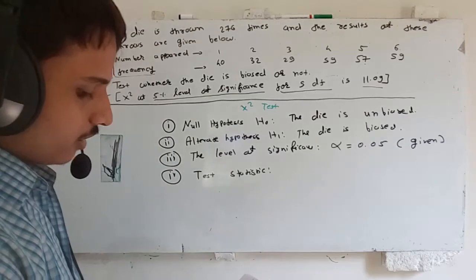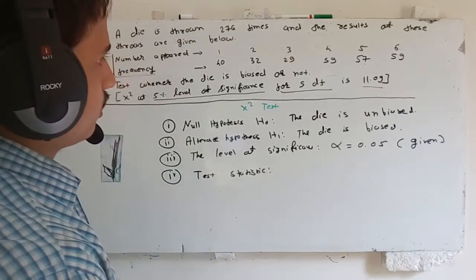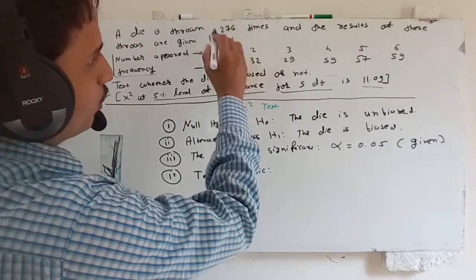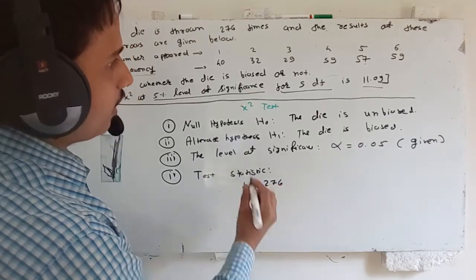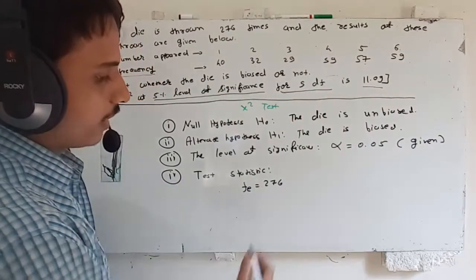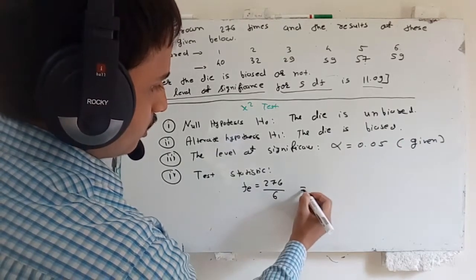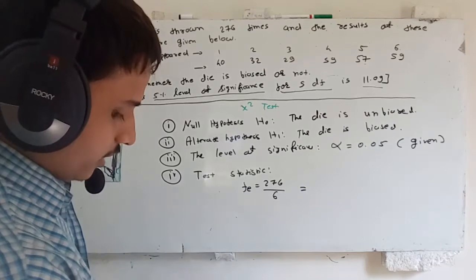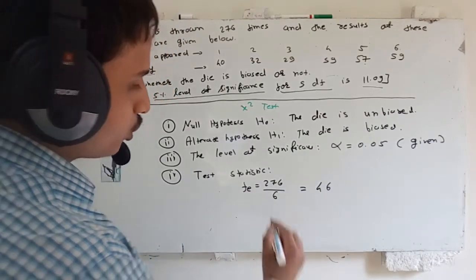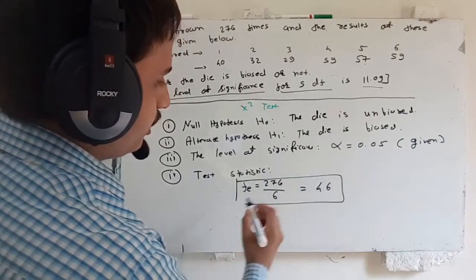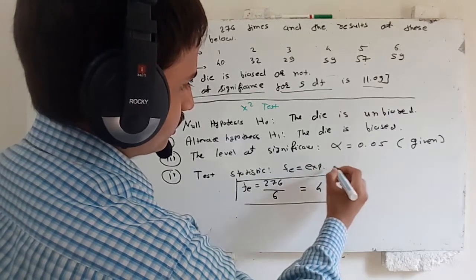In this test, we will first calculate the expected frequency for each number. We are throwing our die a total of 276 times, and there are a total of 6 numbers that are possible. So on average, each number appears 46 times. So our expected frequency is 46. Here Fe is the expected frequency.